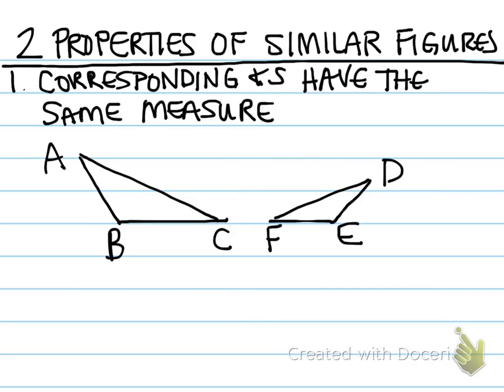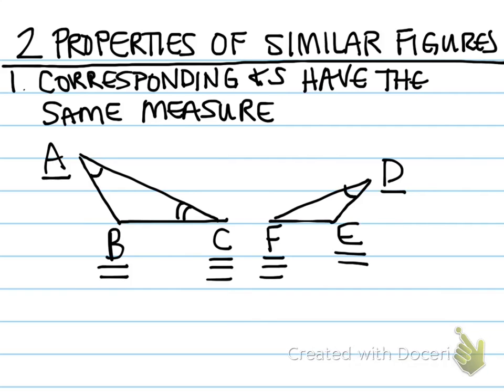So let's first talk about which angles correspond. Angle A corresponds, or is in the same location, has the same part in the smaller triangle as angle D. B matches with E, and C matches with F. So those are the corresponding angles. Now, going back to this property, it is telling us that corresponding angles have the same measure. So that means that A and D have the same measure. That little mark in the triangle means they have the same measure.